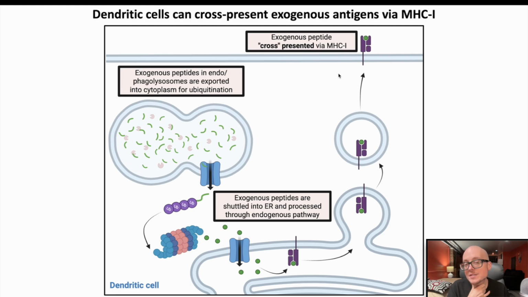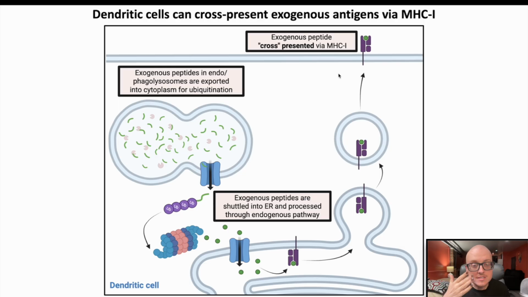So this is a process that happens uniquely in dendritic cells, and this is one reason why we think of dendritic cells as the most important, the most functional professional antigen-presenting cells, because they uniquely have this function of breaking the rules a little bit, and they can do something called cross-presentation, which involves the presentation of exogenous antigens on MHC class 1. So remember, exogenous antigens normally are presented on MHC class 2. In dendritic cells exclusively, they can present those exogenous antigens via MHC class 1.